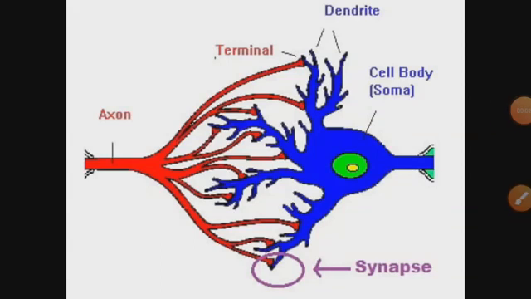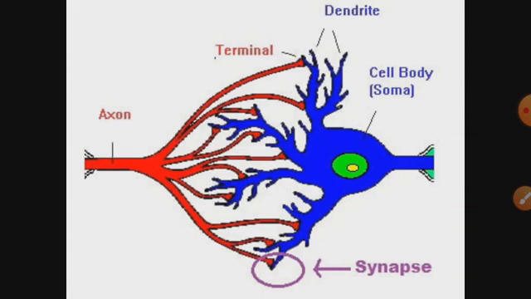Hello students, in the previous class we discussed the nervous system, that the smallest structural and functional unit of our nervous system is the neuron. We studied all the parts of a neuron, then the different types of neuron: sensory neuron, motor neuron and mixed neuron. Now in today's class we will study about synapse.